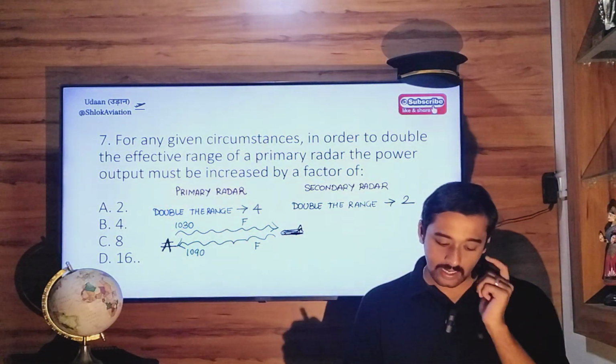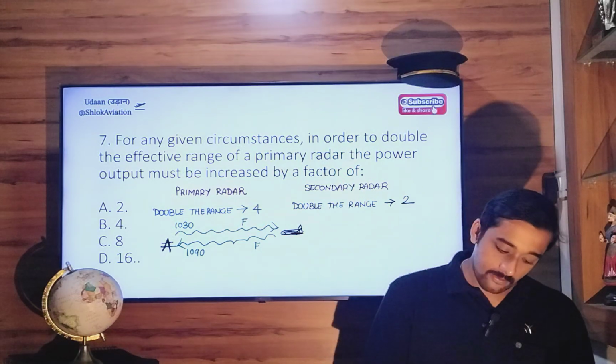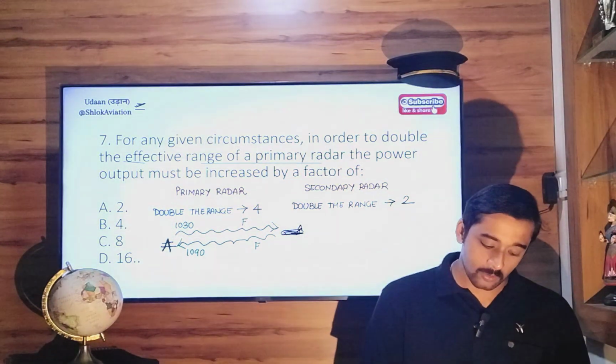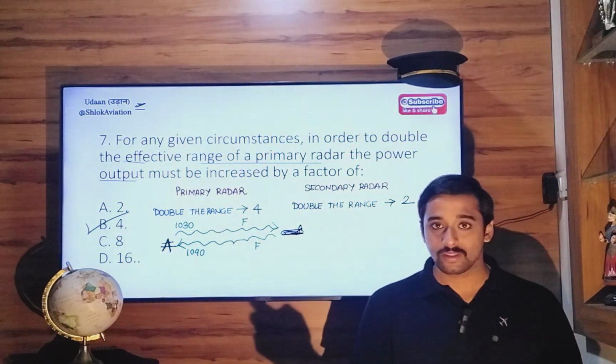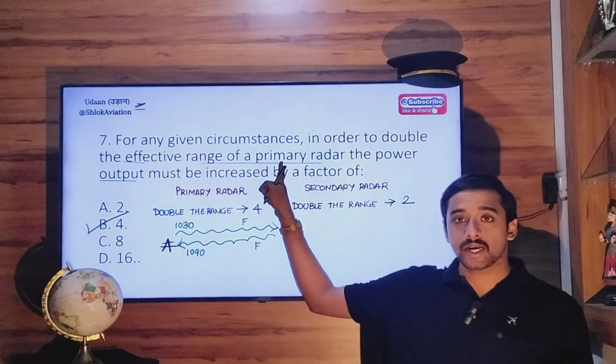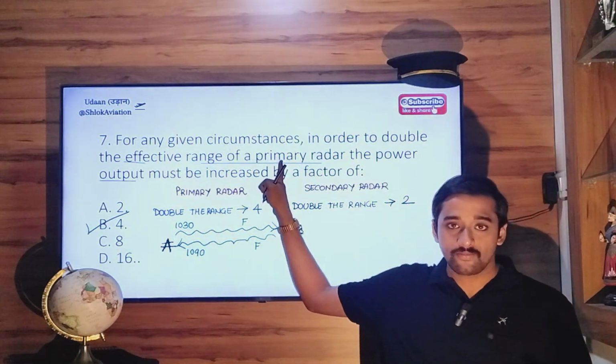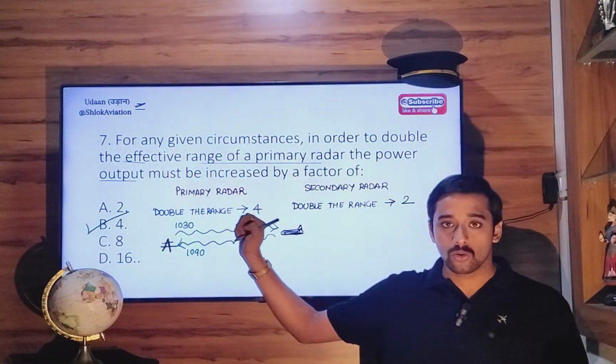Okay, that is another thing. Remember, effective range of a primary radar, the power output must be increased by a factor of 4. Effective range in case of secondary radar, read the question carefully in exam. In that case, it will be 2.